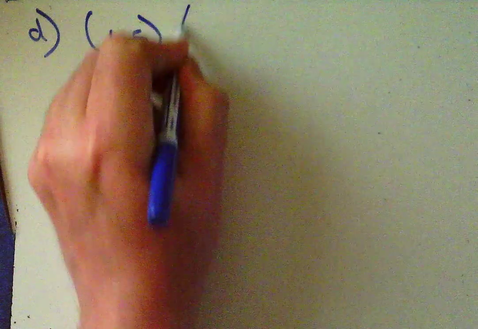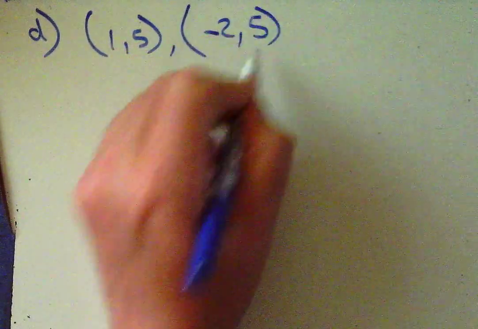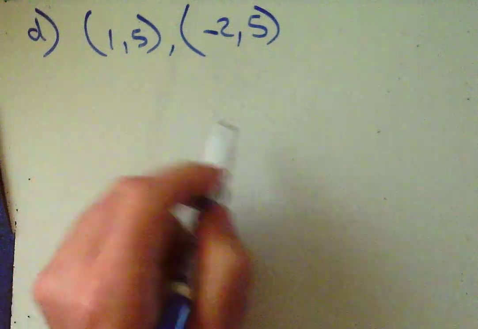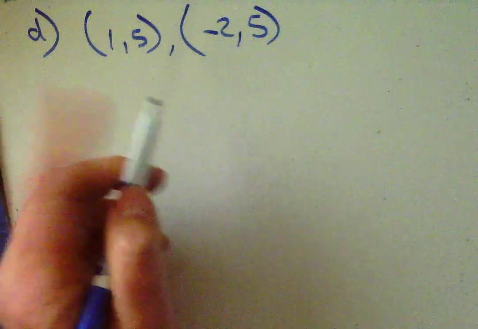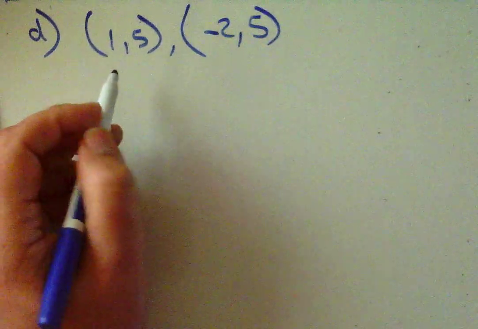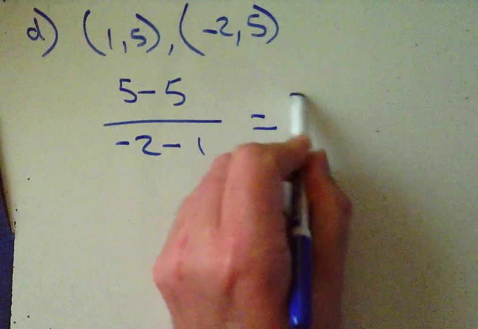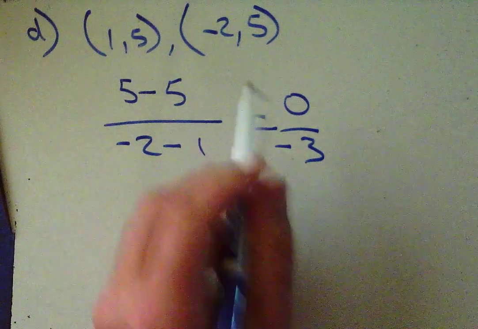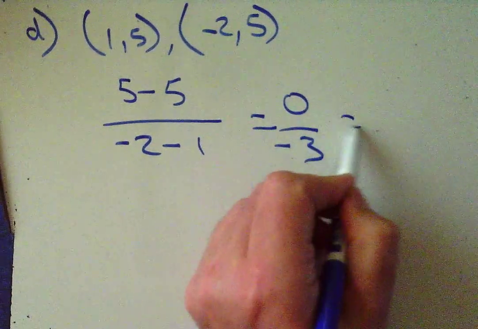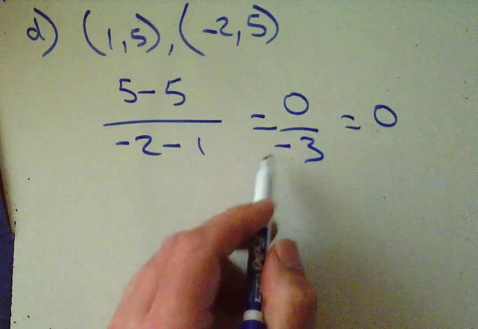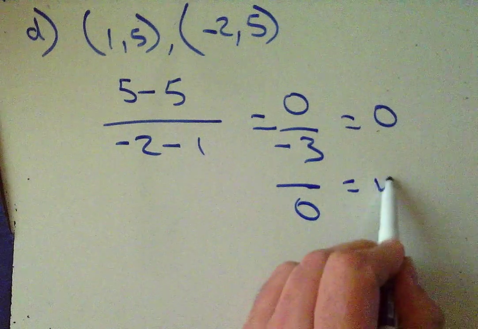All right, so how about this last one? (1, 5) and (-2, 5). Why don't you try and find the slope between these 2 ordered pairs, and pause the video while you do that, and then come back and check your answer. Okay, so I would do 5 minus 5 over negative 2 minus 1, which is 0 over negative 3. There are no pizzas divided by 3 people. You don't get any pizzas. So a 0 on top means 0. When we have a 0 on the bottom, that means undefined.